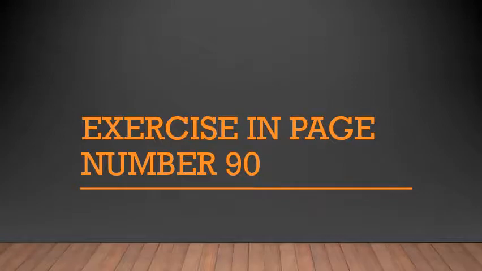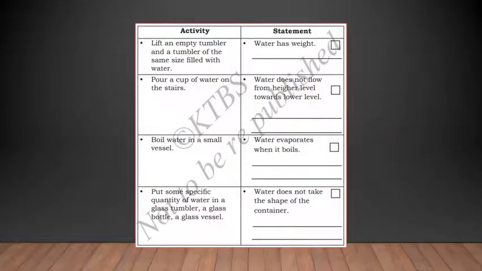So let's go to the next page, the exercise on page number 90. Go to your textbook. You have this exercise in your textbook, right? Do these activities with the help of the teacher or parents. Then mark a tick or cross for the related statements. Correct the wrong statements and write them. I'll help you out with a few of them. You can just do it now itself.